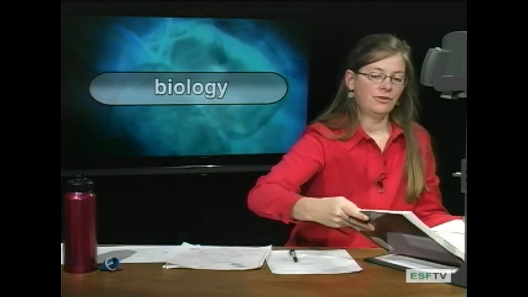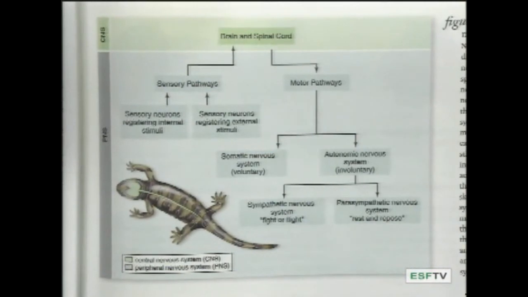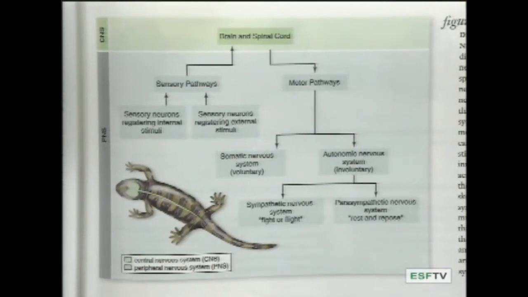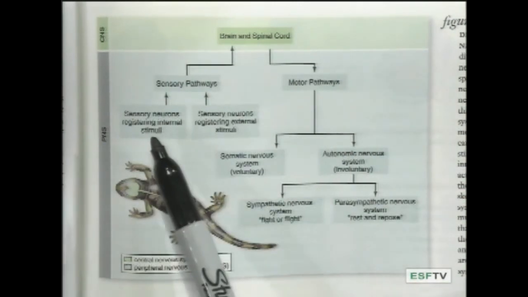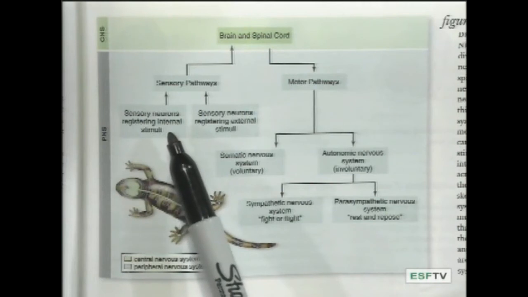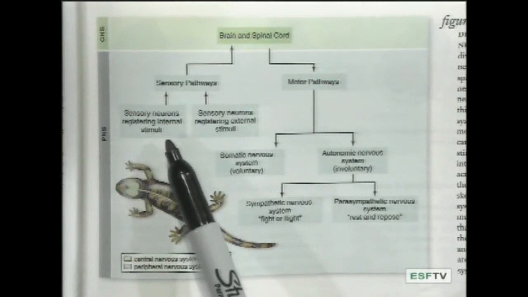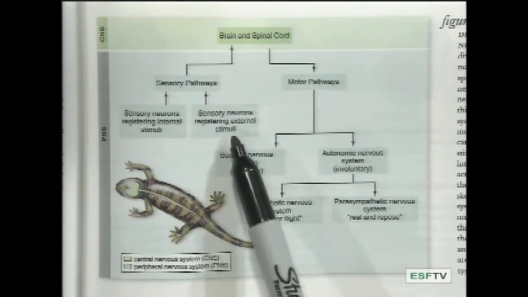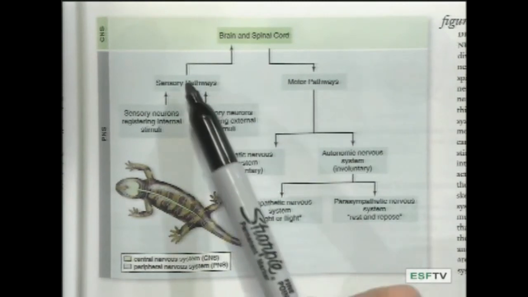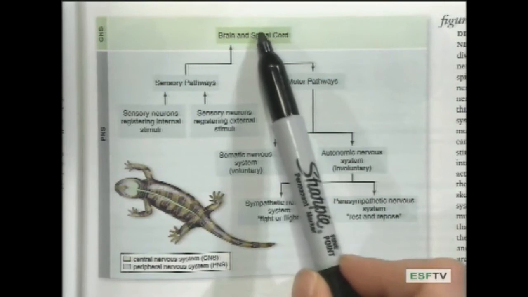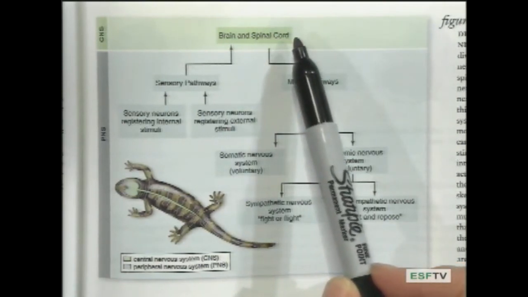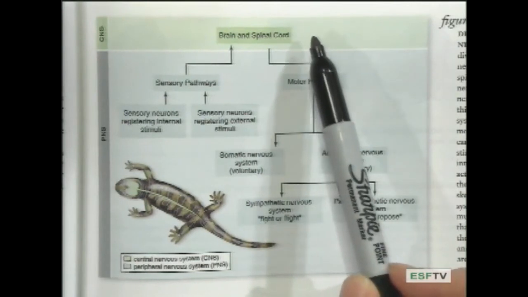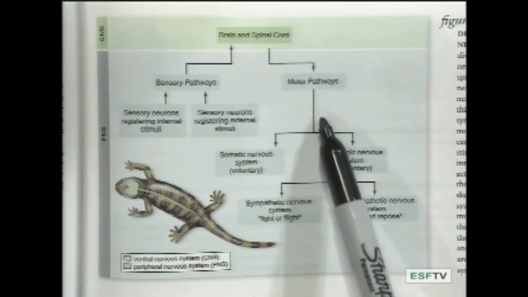Another way of looking at the differences between the peripheral and the central nervous system is via this diagram. So you have sensory neurons that are registering internal stimuli, sensory neurons that are registering external stimuli, taking these via the sensory pathway to the central nervous system, to those interneurons found within the brain and the spinal cord. The information is integrated and then a response is sent out via the motor pathway.